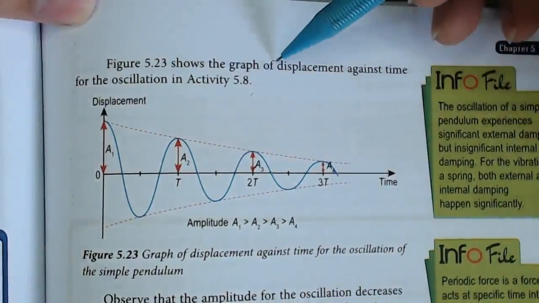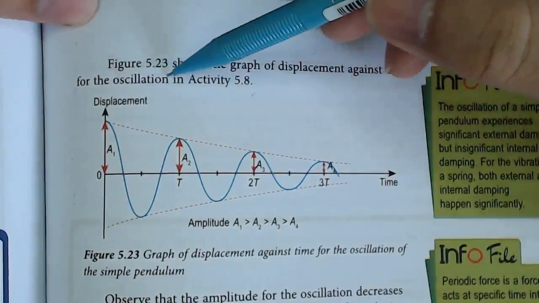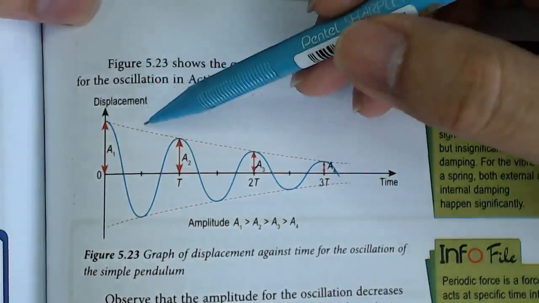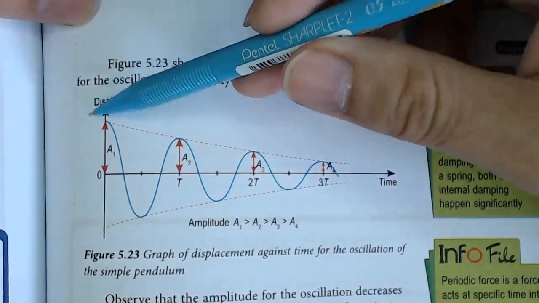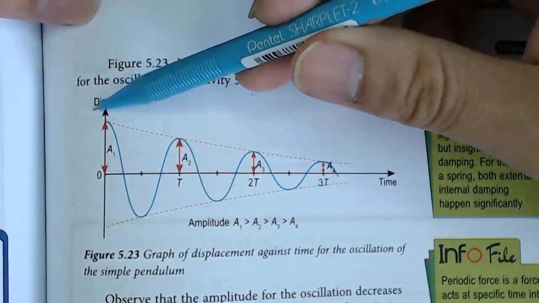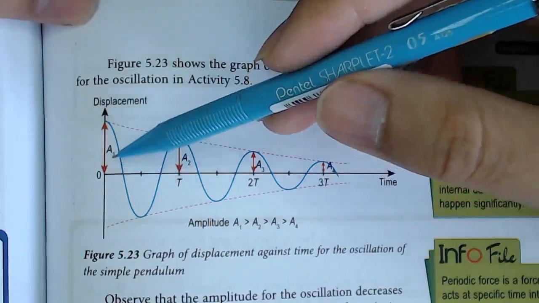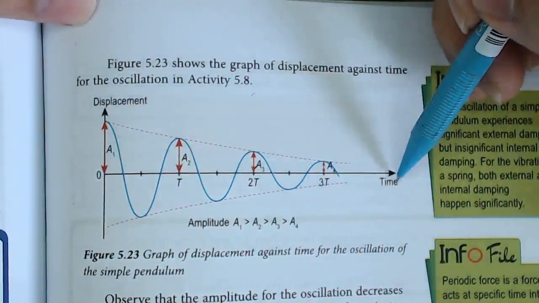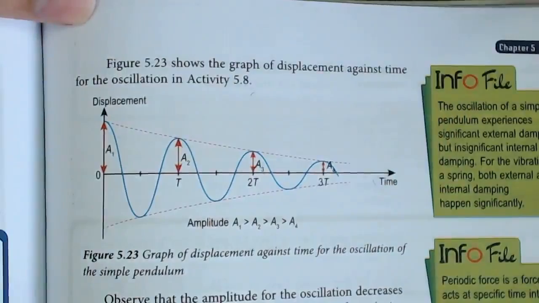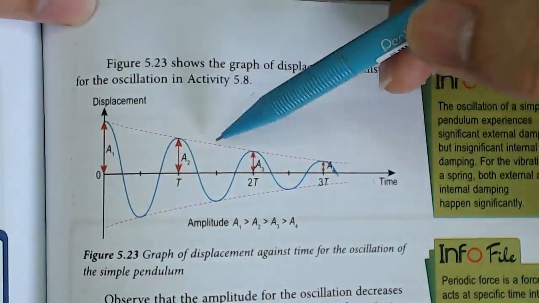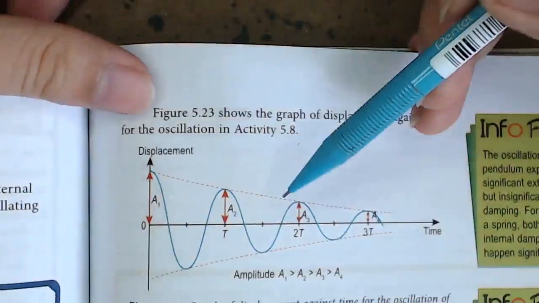The figure below shows the graph of displacement against time for the oscillation in the activity above. So here it is, we got a graph. Displacement refers to amplitude, and versus time. If you notice, if we graph what happened here, it will look like this.